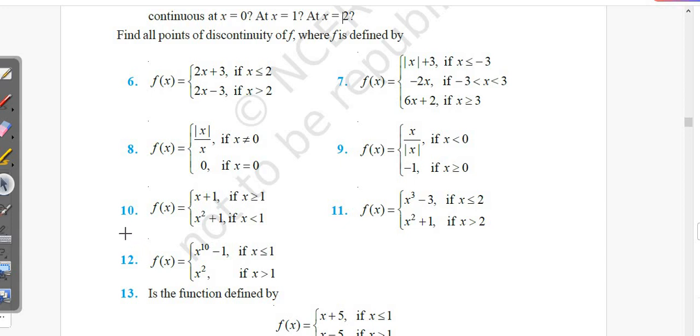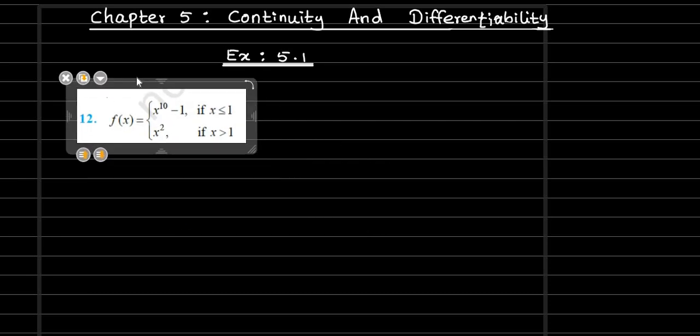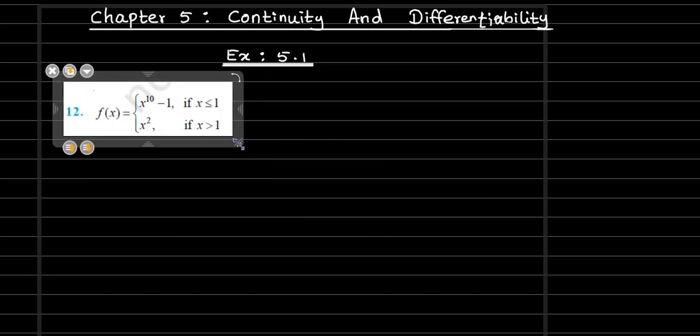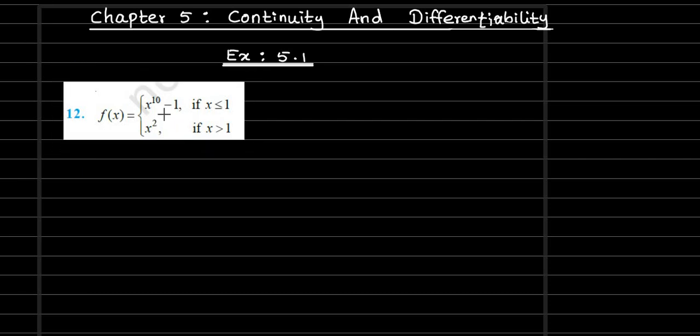So the question is: find all points of discontinuity of f, where f is defined by this given function. We need to check at which point the given function is discontinuous. Here we can notice that two different functions are there. Throughout the real line, we are not going to use a single function. Now, using the if conditions, let's break the real line.